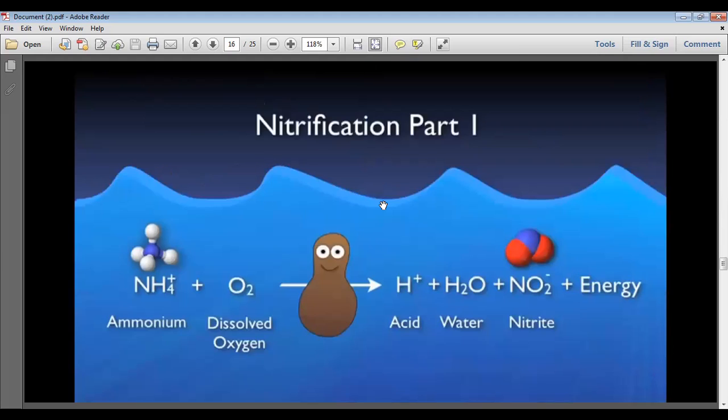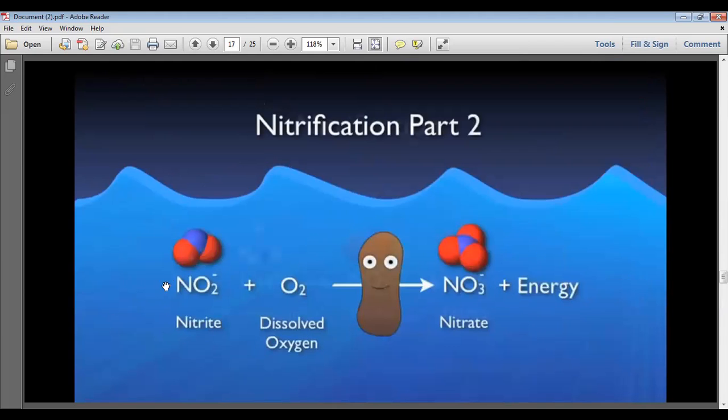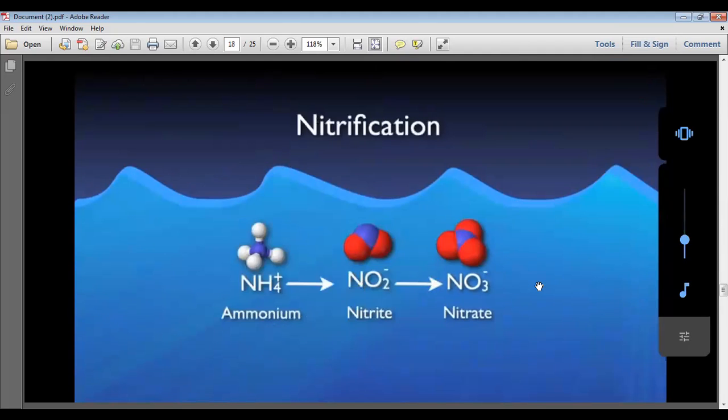There are two parts when explaining nitrification, and you have to explain with reactions like this. First you have ammonia and oxygen. The bacteria will consume that and convert it into acid, water, and nitrite. This is one form you have seen. Further, because of oxygen availability, the nitrite is converted into nitrate by bacteria. So this whole conversion is called nitrification, converting ammonia into nitrite and nitrates.